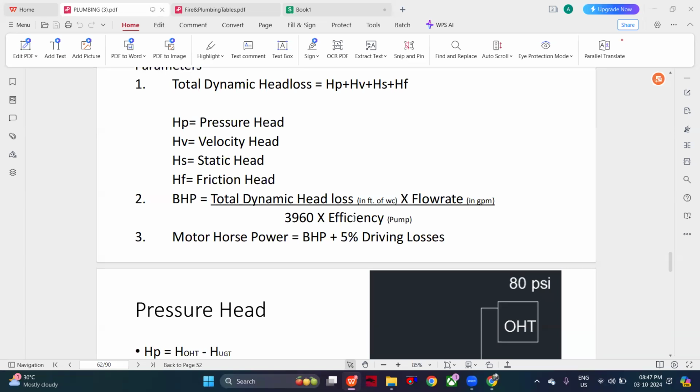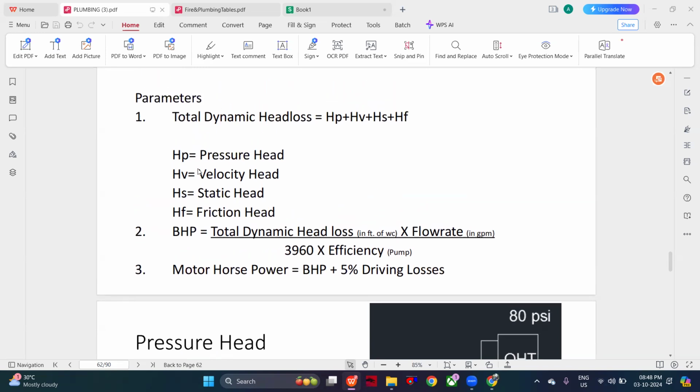And efficiency. What do you mean by efficiency? There is no such thing as 100% efficiency. Our motor has limitations, so the pump has limitations. So we will take 0.85 as efficiency. Normally we took 0.75, or you can take 0.85. No problem. Now we need to find out the pressure loss.